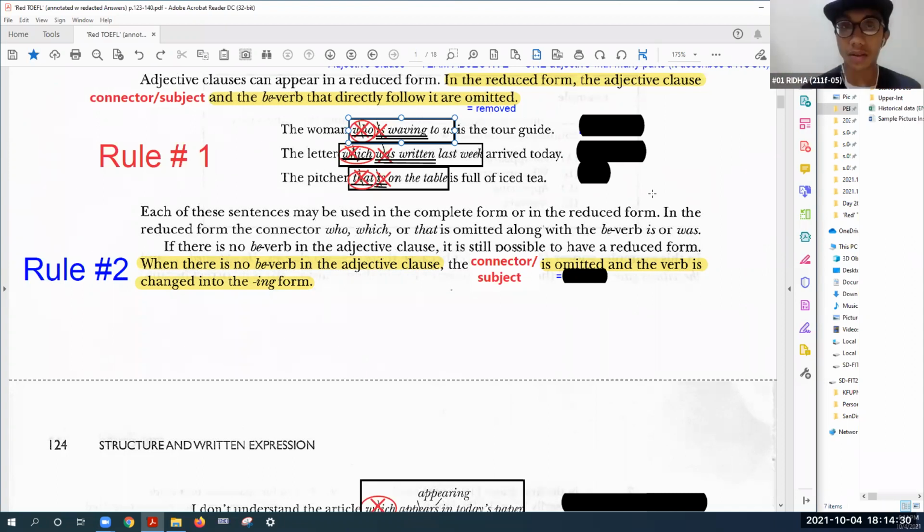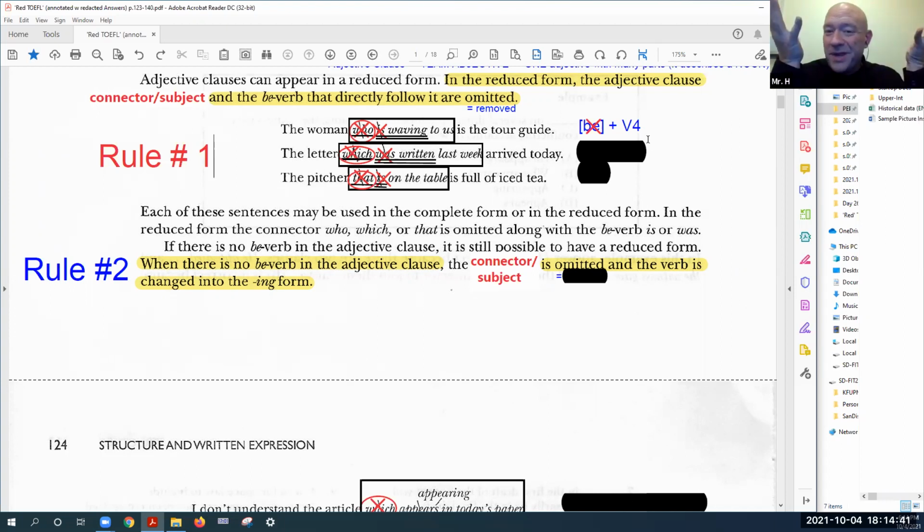Present continuous. Continuous, right? How do we make the continuous? Be plus verb form. That's right. The be plus verb 4. So in this skill, basically, we remove the connector subject, and you remove the be verb. Then what do we have if we remove those two things? Verb form only. Verb 4.